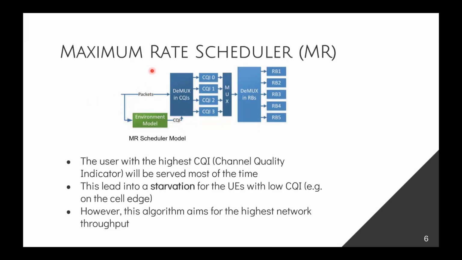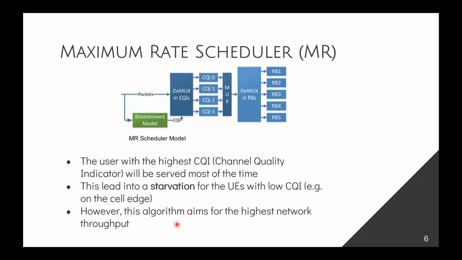The maximum rate scheduler aims to get the maximum throughput of the network, but it doesn't guarantee all of the UEs will get the same quality of service. This leads to starvation for the UEs with low channel quality indicator, because the maximum rate scheduler will prioritize packets with the best channel quality indicator. So the user with the best quality will get served first in this scheduling model, so that the network will get the most throughput from it.